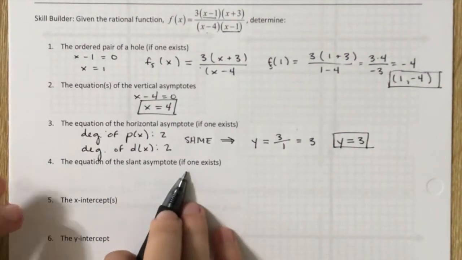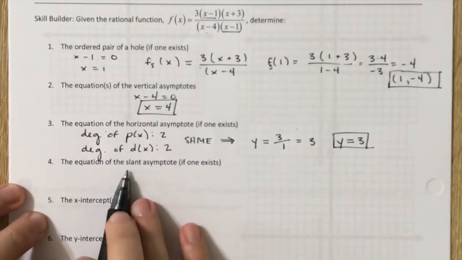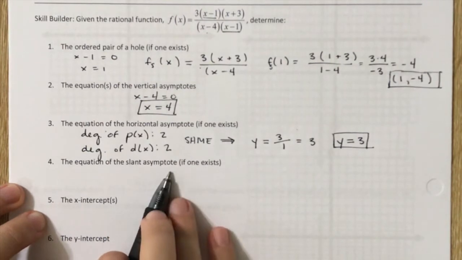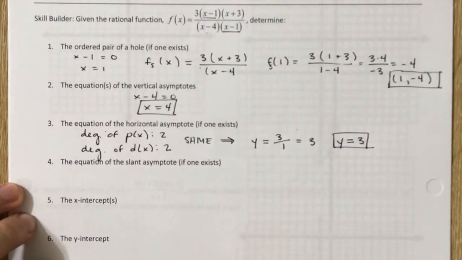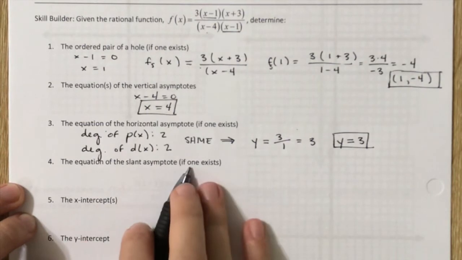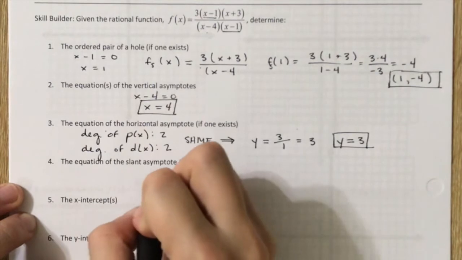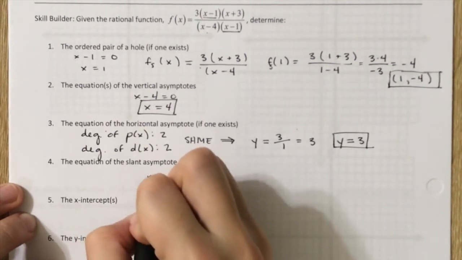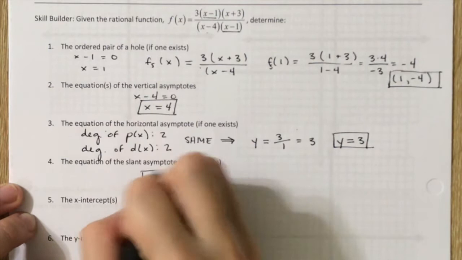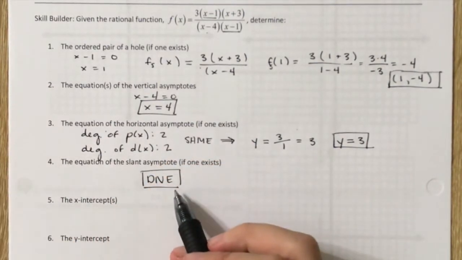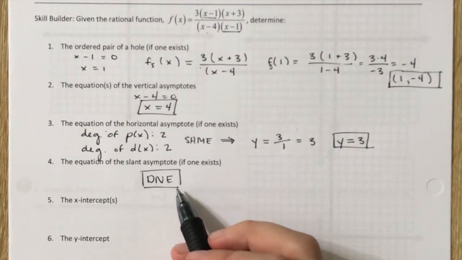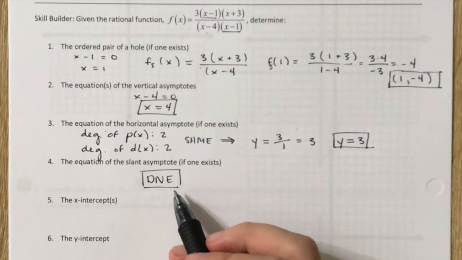Do we have a slant asymptote? Well, remember, we can't have a slant asymptote and a horizontal asymptote because both of them come from dividing the polynomials. So since we already got y equals 3, then we can't have a slant asymptote. So we can write does not exist here. If you're doing this in Desmos or WebAssign, it'll tell you exactly what it wants to see. It might say it wants you to write none or NA or DNE or whatever. Just make sure you're following what it's asking for.